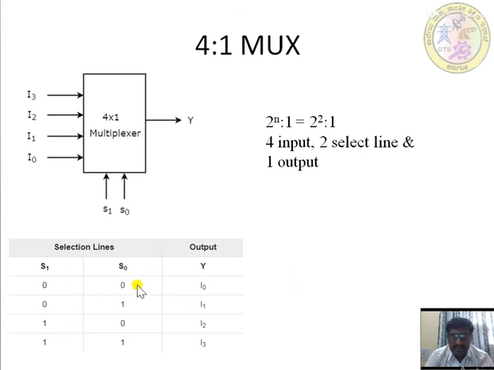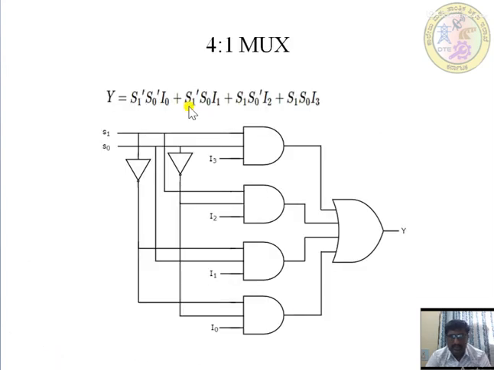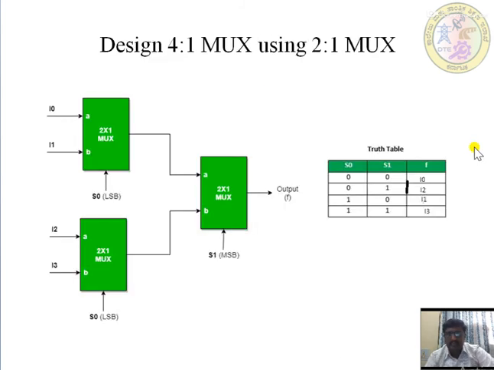I0 S1 bar S0 bar plus I1 S1 bar S0 plus I2 S1 S0 bar plus I3 S1 S0. See, the expression for this one is y equals S1 bar S0 bar I0 plus S1 bar S0 I1 plus S1 S0 bar I2 plus S1 S0 I3. So this is the logical diagram represented by this expression.